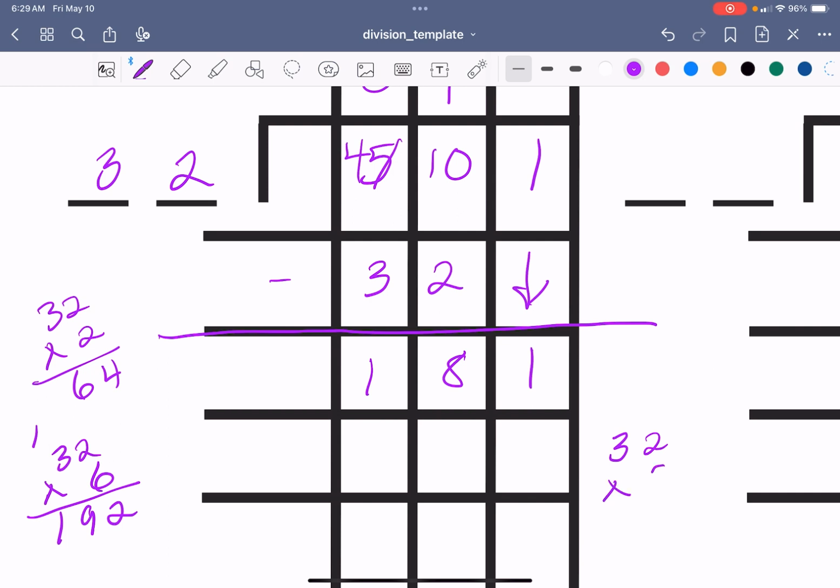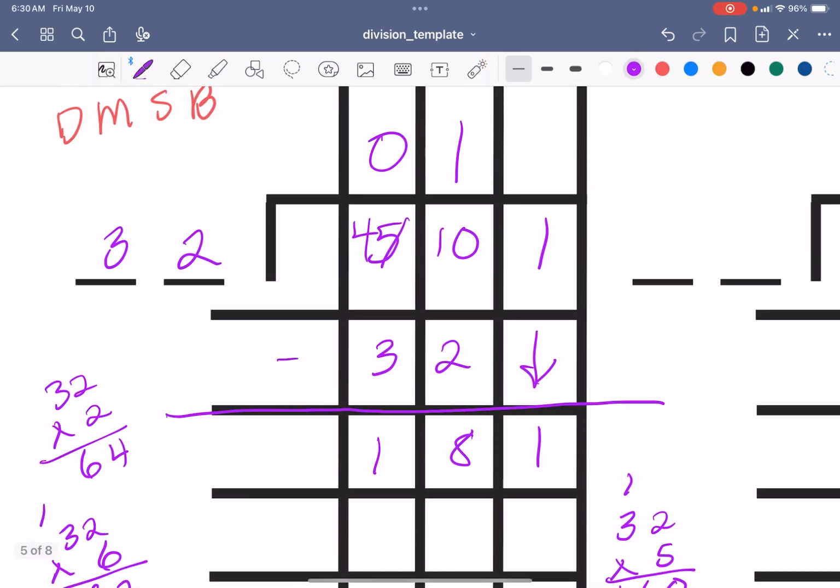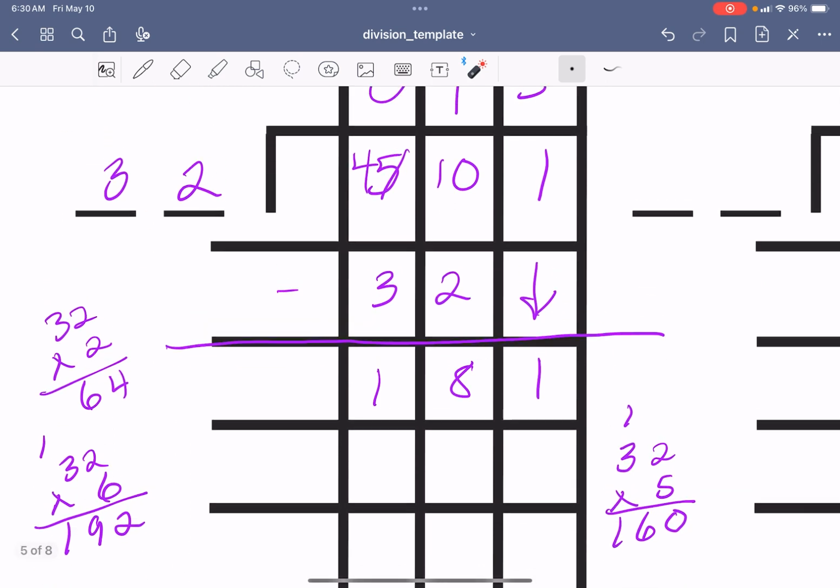32 times 5. 5 times 2 is 10. Carry the 1. Then 5 times 3 is 15. 15 plus 1 is 16. So 32 times 5 will work because it's 160. 32 times 6 won't work because 192 is too big. So I divided. So we said it's going to be 5. Then 5 times 32, we found out was 160.